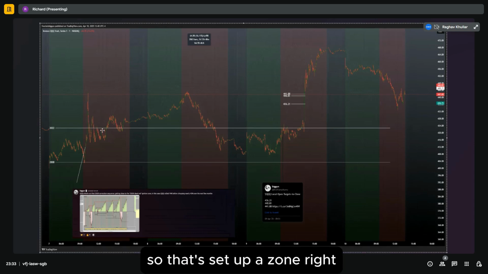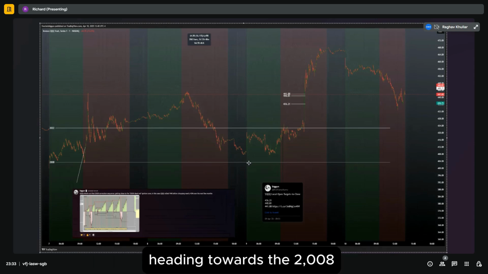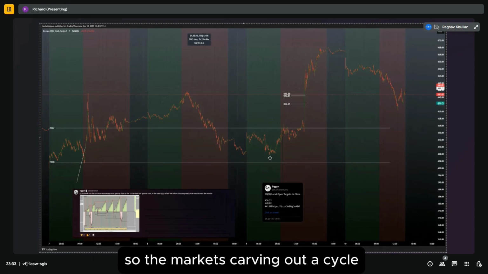So that set up a zone. We've got a high to low, kind of carved out resistance. Then we can see going forward as it tried to reclaim that peak, we went up to reclaim, test it, see if we could break above, failed, and then came right back down heading towards the 2008. So the market's carving out a cycle.